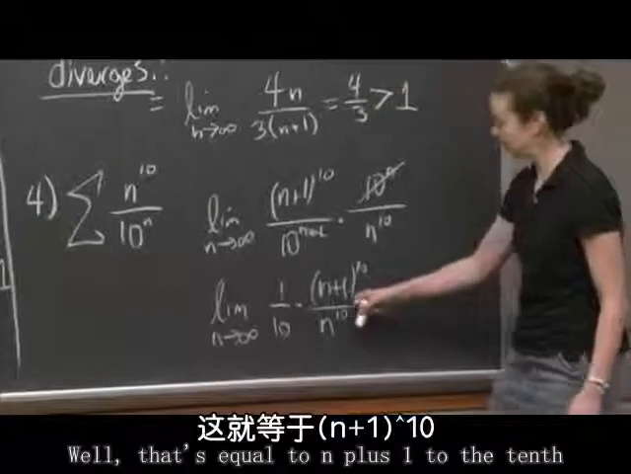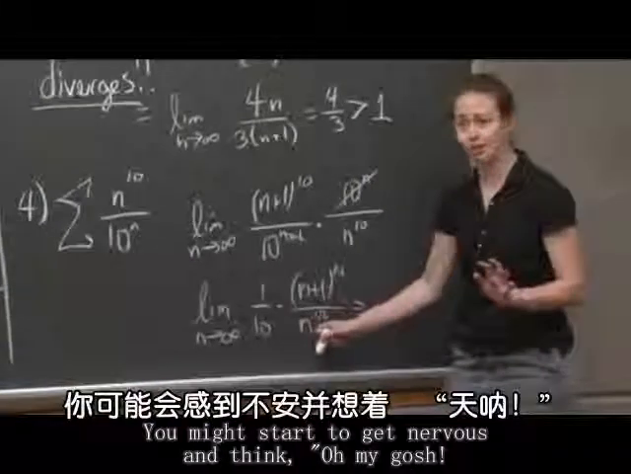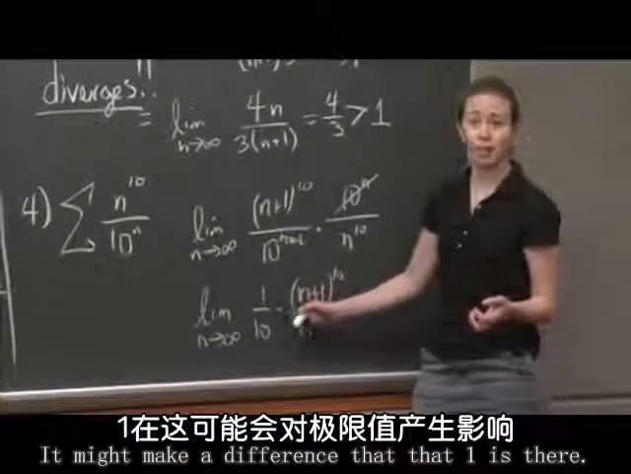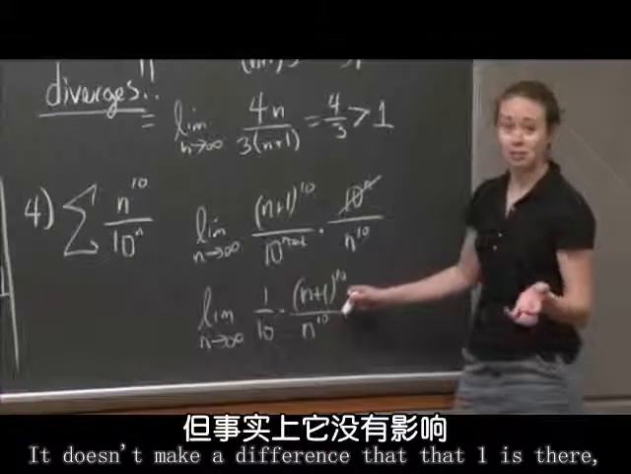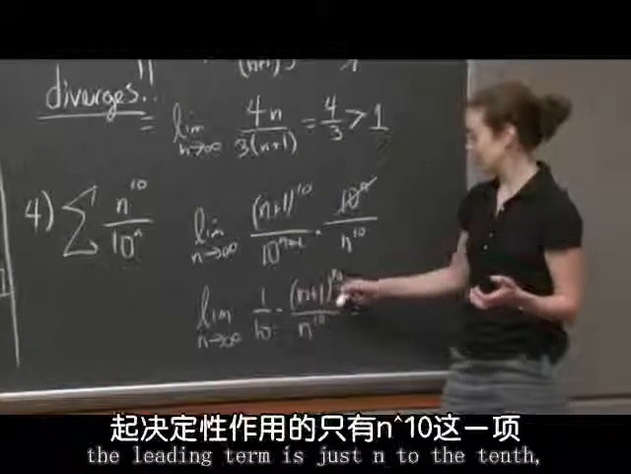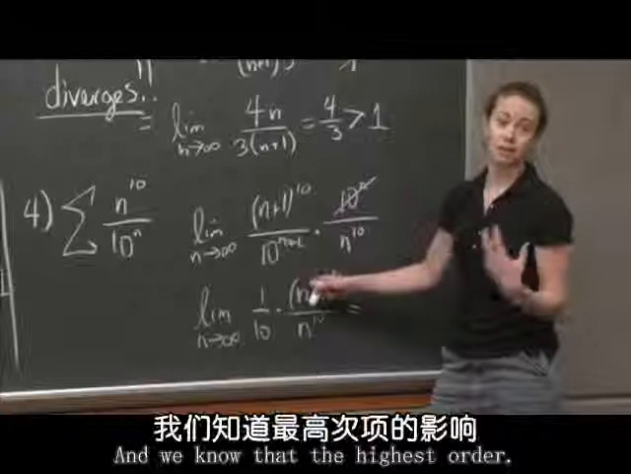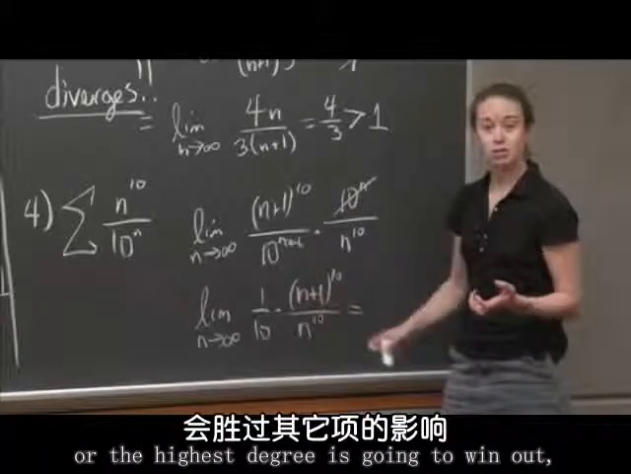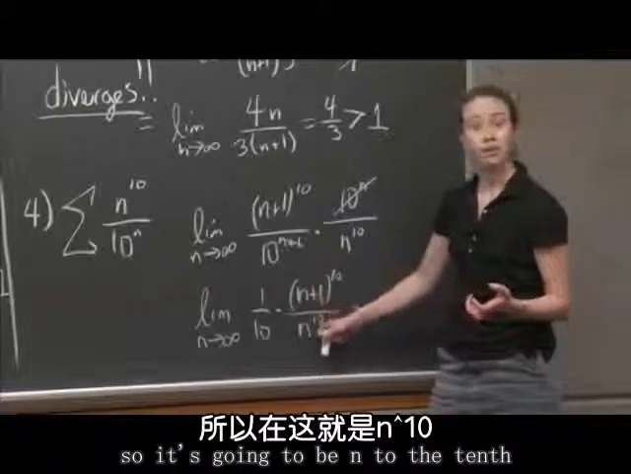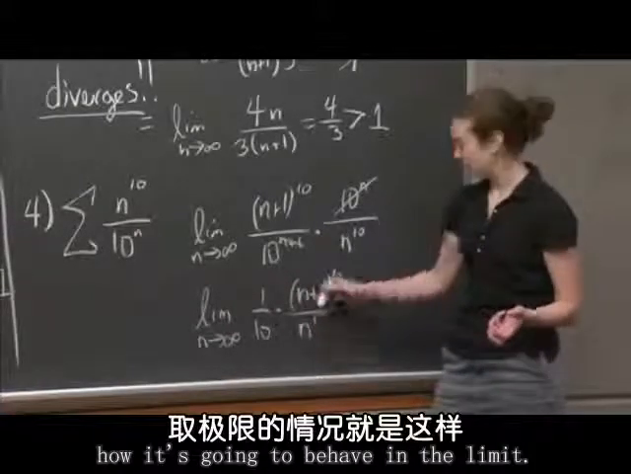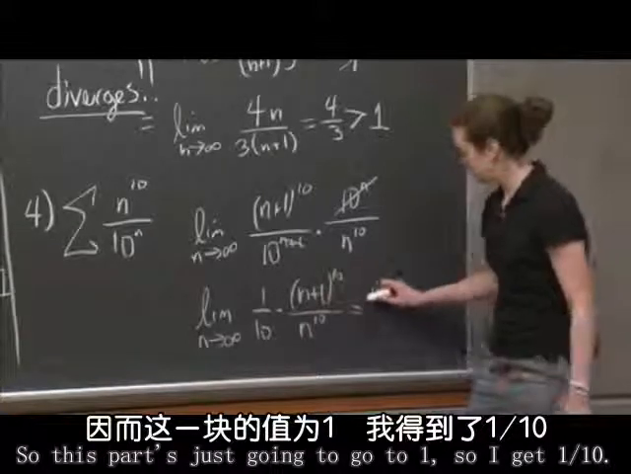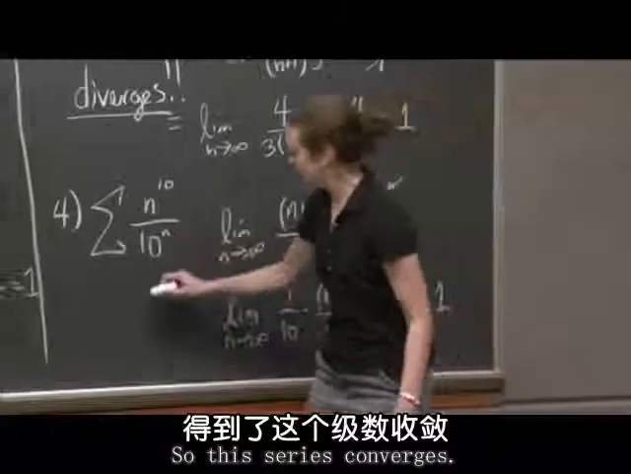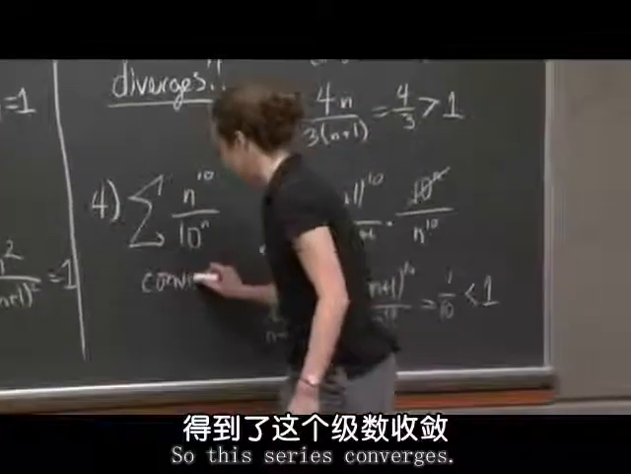Well, that's equal to n plus 1 to the 10th over n to the 10th. You might start to get nervous and think, oh my gosh, these powers are getting really big. It might make a difference that that 1 is there. It doesn't make a difference that that 1 is there, because if you actually expand this out, the leading term is just n to the 10th. And we know that the highest degree is going to win out. So it's going to be an n to the 10th over n to the 10th is how it's going to behave in the limit. So this part's just going to go to 1. So I get 1/10. Oh, that's less than 1. Yay. So this series converges.